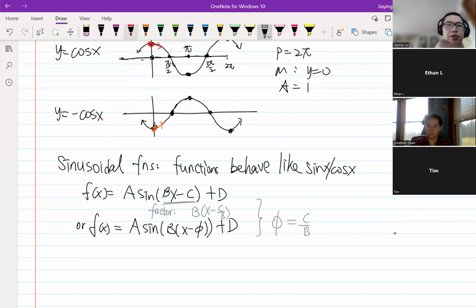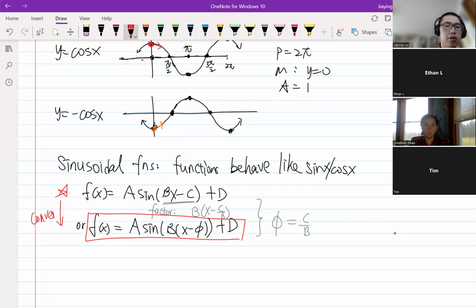I want to be honest with you here. I use the second form a lot because, to my understanding, it's easier to graph if we have the formula in this form. So if you are asked to graph some function given in the first form, just do the conversion. All you have to do is factor the B out of that parentheses part. All right, so I'm just going to use the second form here.